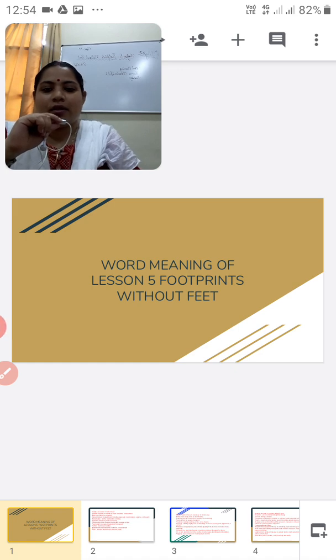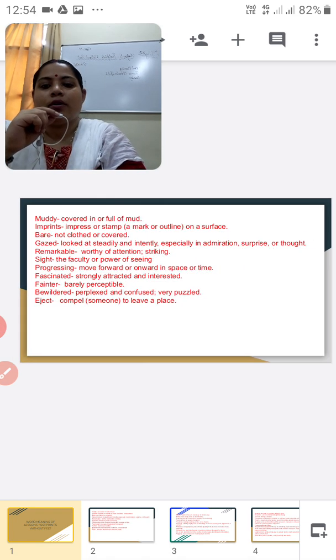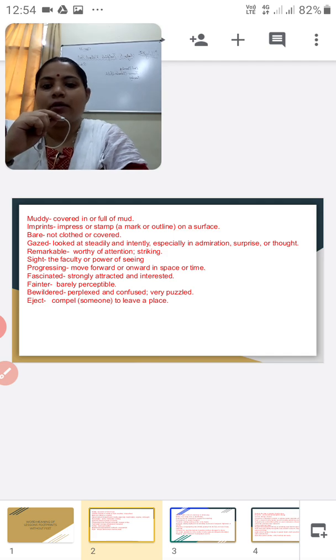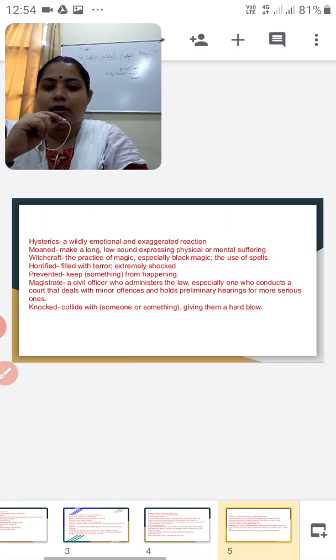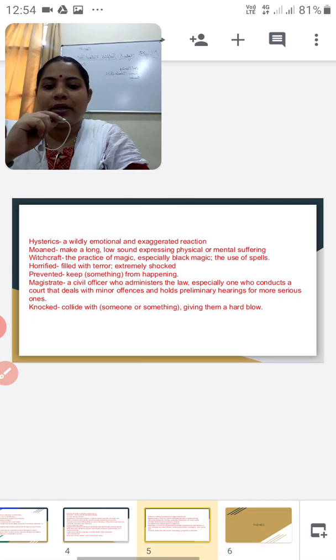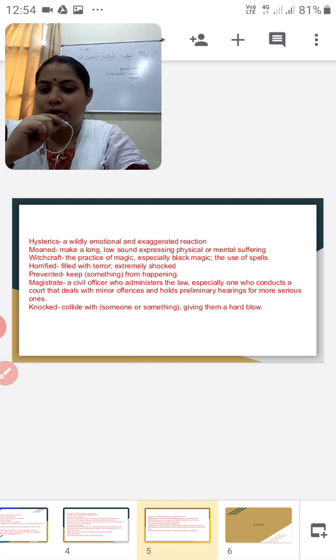So let us see today word meaning of lesson 5, that is Footprints Without Feet, certain themes, character sketch of Griffin, and thereafter I'll be discussing the questions with you. Okay. So here I have got the word meaning for you, that is the entire list. So this you can go through and write in your notebook. So the word meanings will help you to understand the lesson properly when you read it.